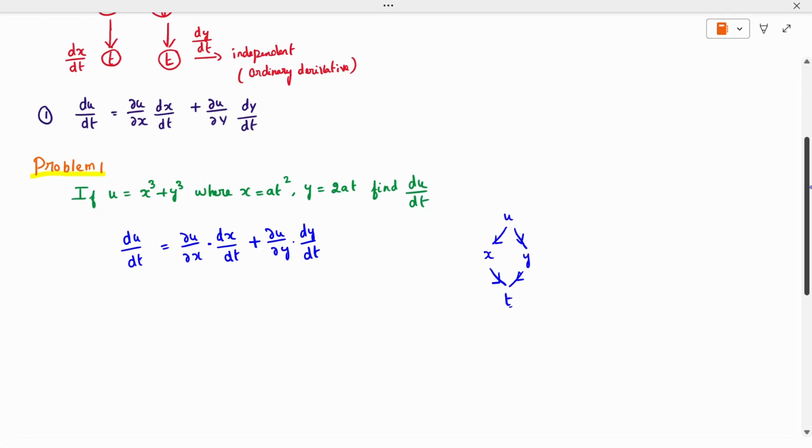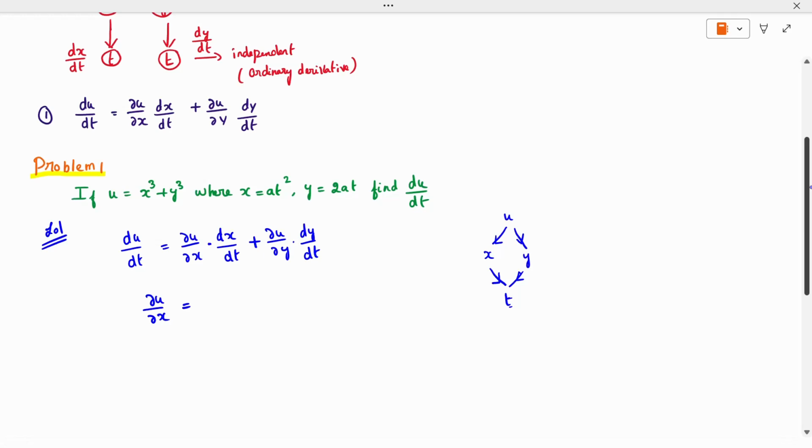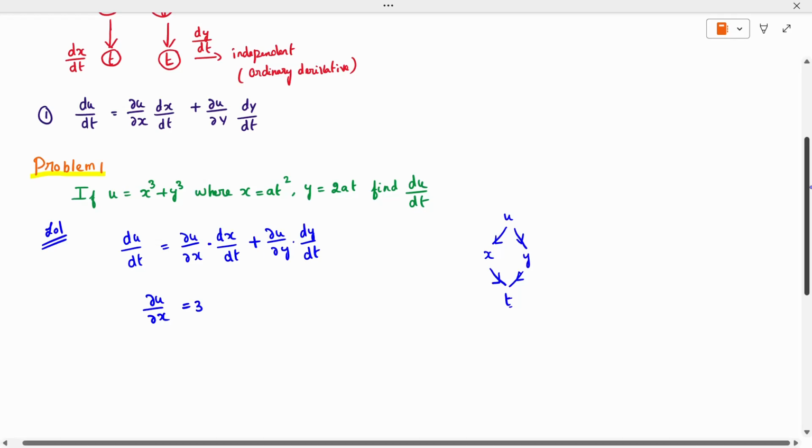So now I will first find each term. dou u by dou x I have to find, dx by dt, dou u by dou y and dy by dt. Dou u by dou x, when I differentiate with respect to x only, y is treated as constant, so it's nothing but 3x squared.